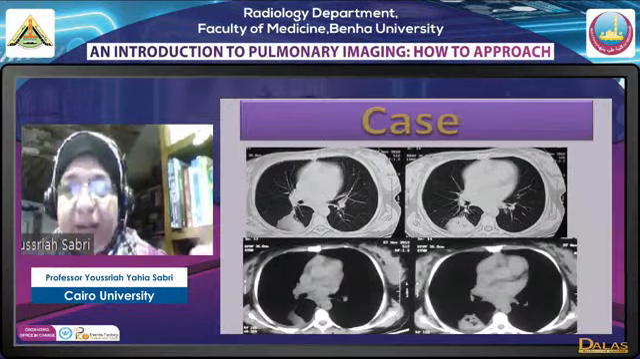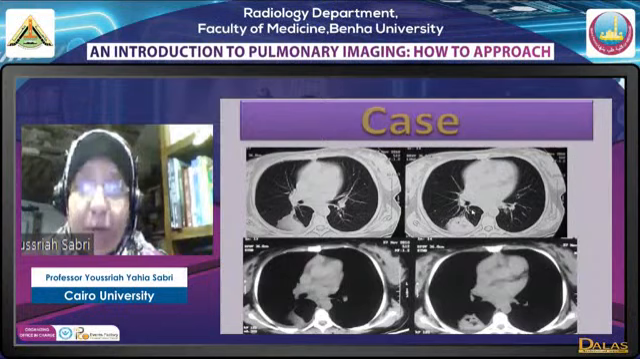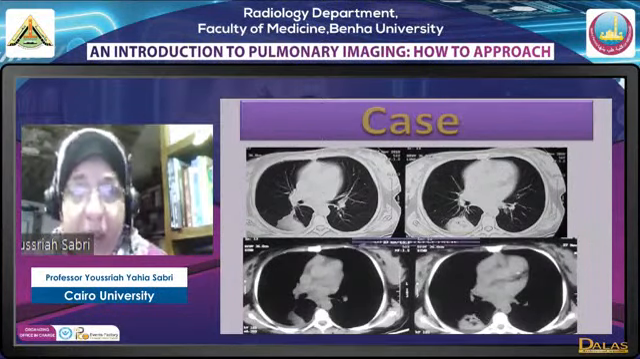Okay? So I have three things. A triad of crowded markings. Crowded markings mean volume loss, and a mass lesion, which is peripheral, subpleural, with overlying pleural thickening. This triad equals actually round atelectasis.